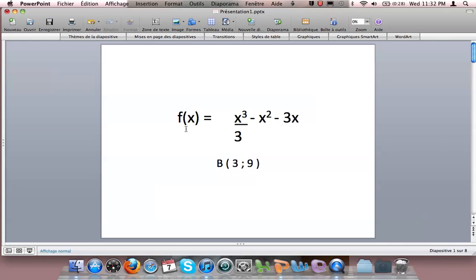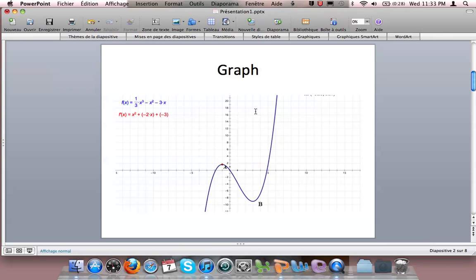Alright, what I'm going to do is answer a few questions related to that equation. So f(x) equals x to the power of 3 divided by 3, minus x squared, minus 3x, and we know that B has x equal to 3 and y equal to 9. So that's what the graph looks like. We already know B, which is (3, 9), and now we're looking for A.